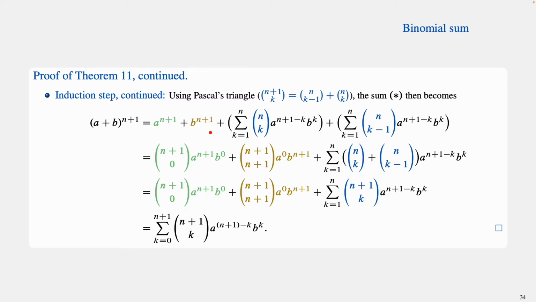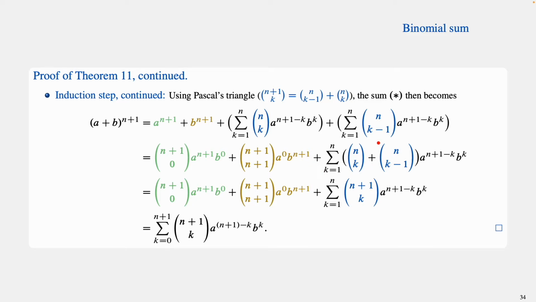And these two here, I can write each of them in a bit more flamboyant way by writing n plus 1 over 0, which is just 1, times a to the power of n plus 1 times b to the power of 0, which is again just 1. So I multiply this twice by 1 here and here. And the same with this one. I write this as n plus 1 over n plus 1 times a to the power of 0 times b to the power of n plus 1.